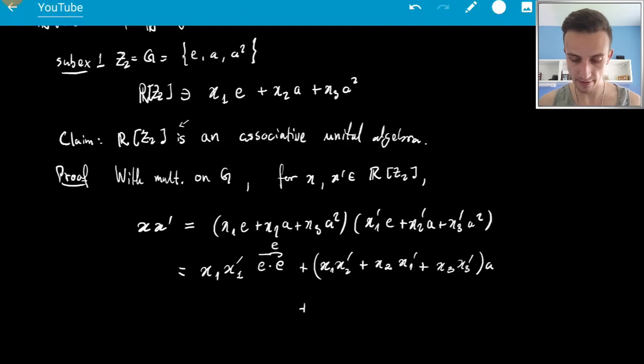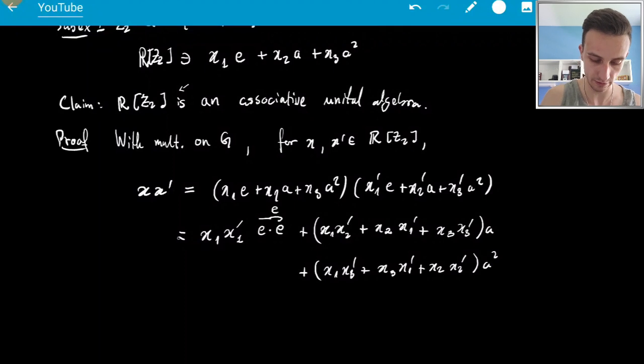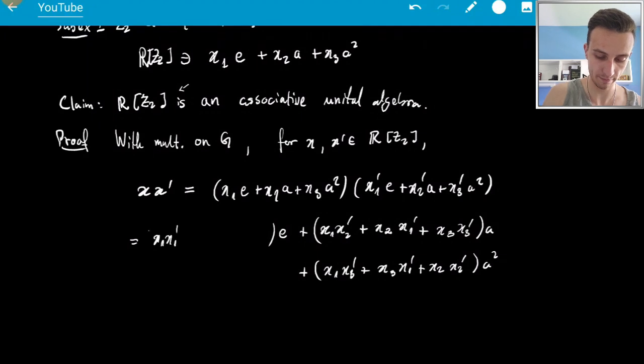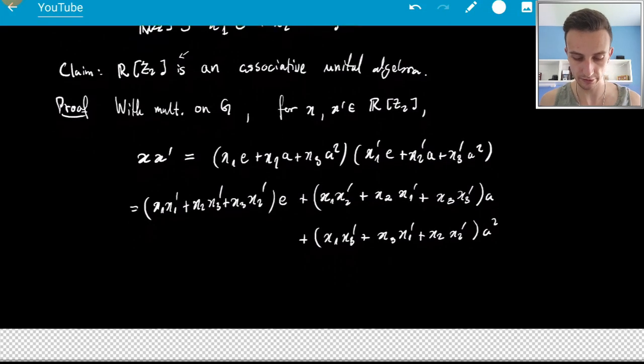Who will be in A squared? So in A squared, I'll have E times A squared, which will be x1, x3 prime, plus x1, x3, x1 prime. And then I'll have the A's with the A's, x2, x2 prime, A squared. And then there's another E element, so let's add that in. So there's x1 prime, and then there's x2, x3 prime, and x3, x2 prime. Okay, that's 9, and it makes sense that there's 9 of them.